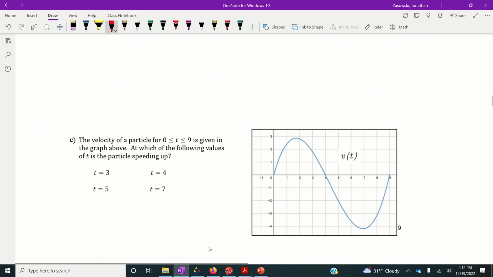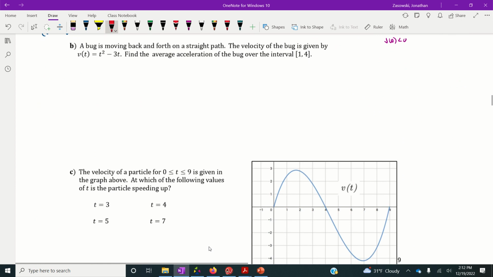All right. Letter B, a bug is moving back and forth in a straight path. The velocity of the bug is given by the equation. Find the average acceleration of the bug over the interval. Now this is key. Average acceleration means that we want to do the slope of the velocity. Okay, slope of the velocity. Because remember, the derivative of the velocity is the slope of the velocity, okay?